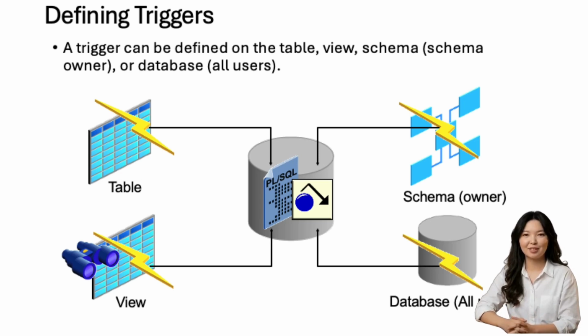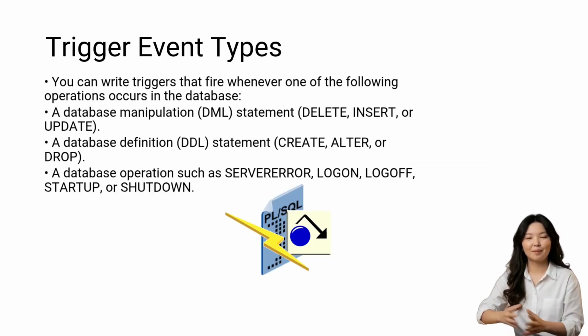Triggers can be defined at various levels: table, view, schema, or database. A table-level trigger responds to changes in a specific table, while a view-level trigger operates on a view. Schema-level triggers apply to all objects within a schema, and database-level triggers affect all users and operations across the entire database. Triggers can be set to activate on various database events. These include data manipulation language statements like delete, insert, or update, data definition language statements such as create, alter, or drop, and operations like server error, logon, logoff, startup, or shutdown. Understanding these events is crucial for effective database management.